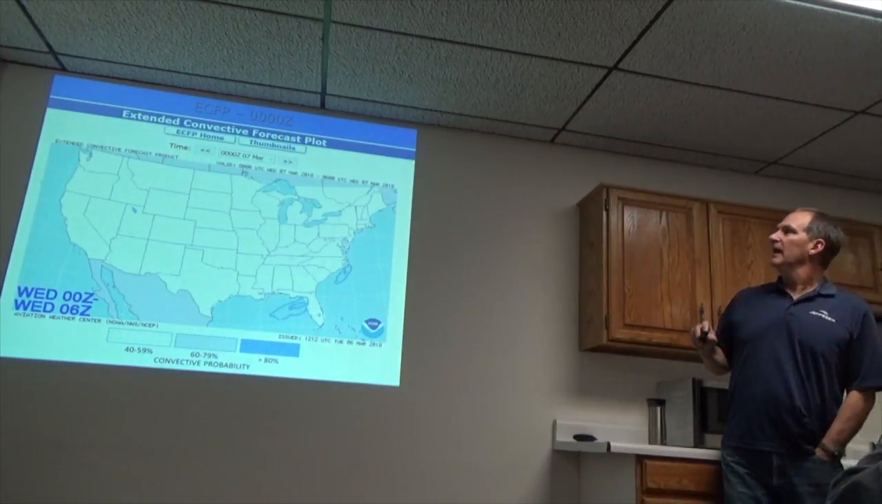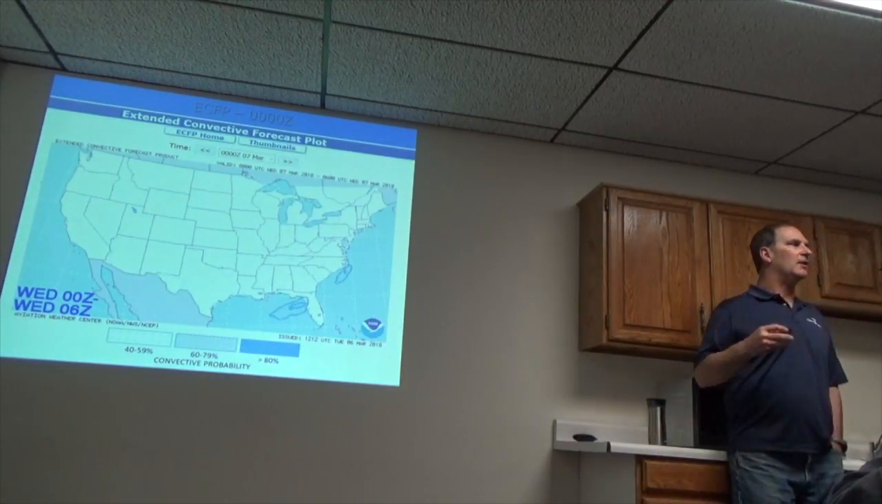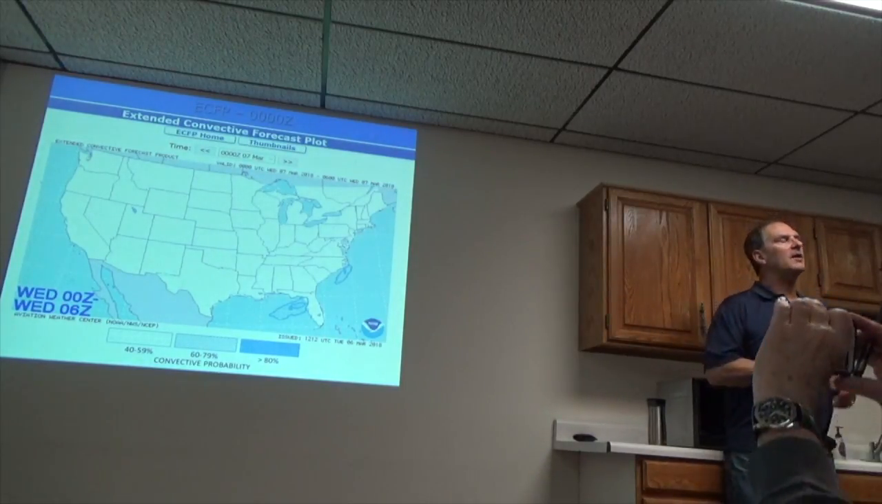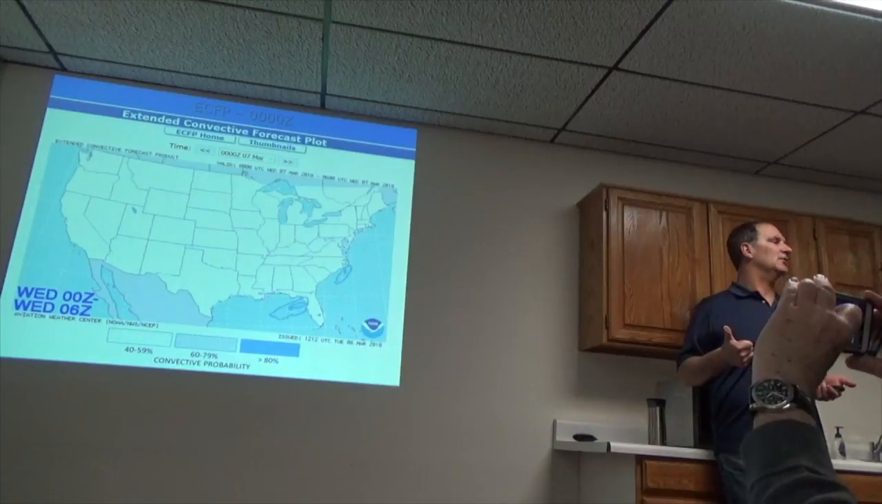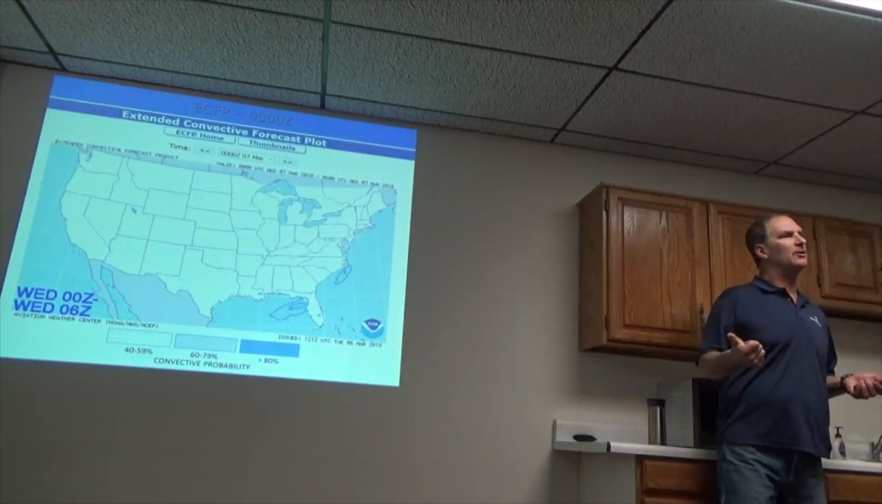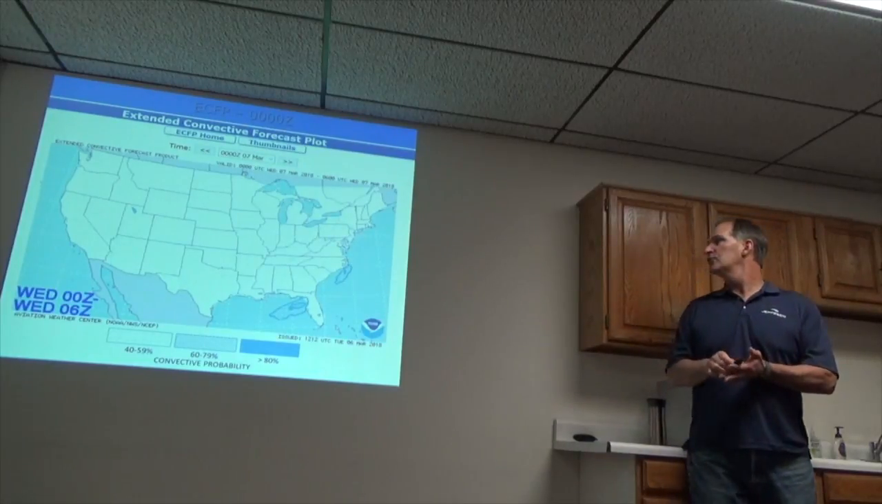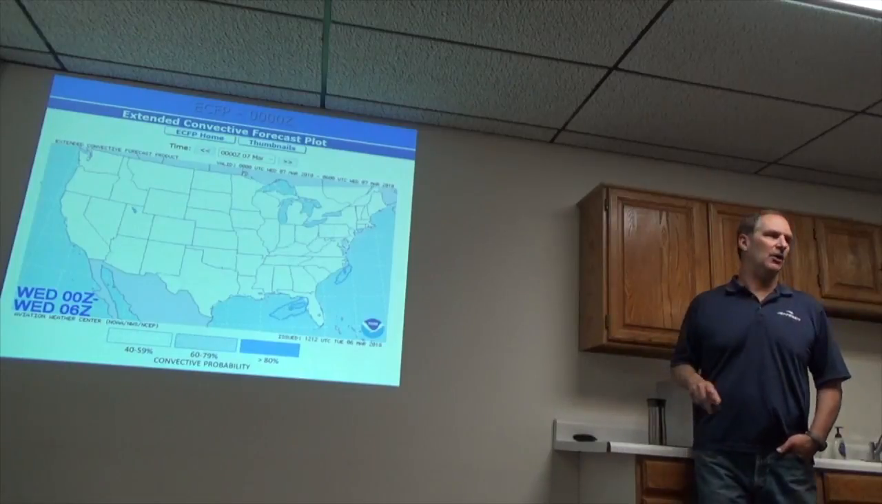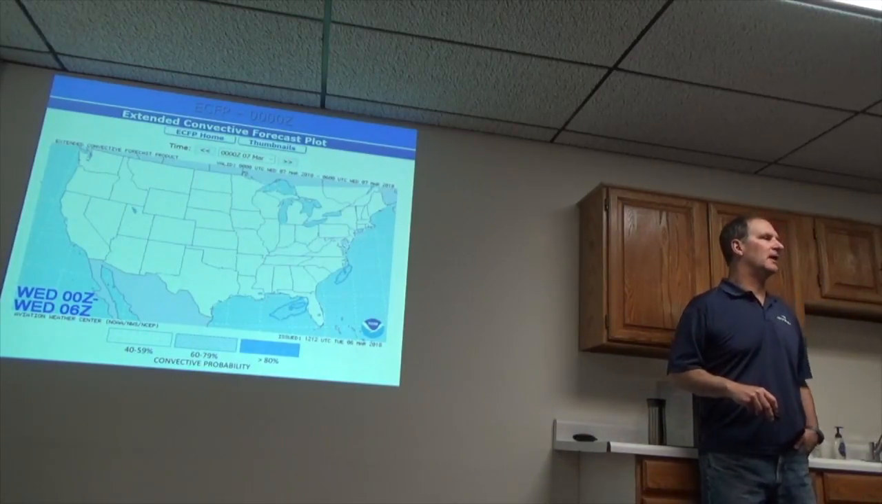This is our extended convective forecast plot. I was having a discussion with someone earlier. This is put out primarily for the use of air traffic managers. It is put out between the National Weather Service, some airline meteorology groups, and the FAA to really determine where thunderstorms may impact air traffic flow across the United States.